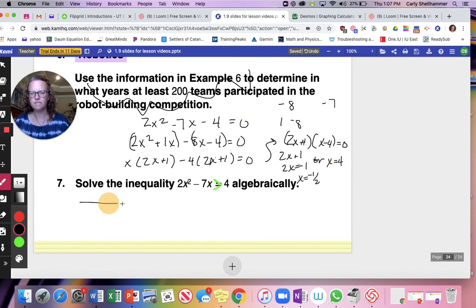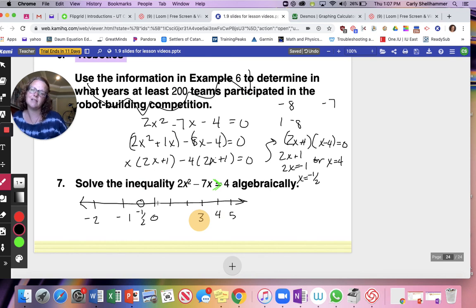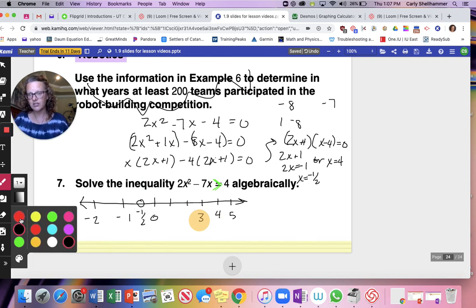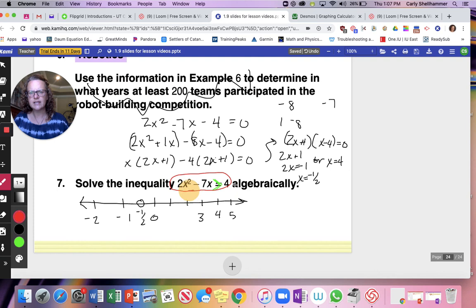Let's make our number line. This time we're going to make the number line correctly because I have confidence in myself and I make mistakes and it's okay. Negative 1, negative 2. I need an open dot at negative 1/2. 1, 2, 3, 4. You do not have to put all the lines. First, I'm going to test 0 because it's easiest. Let's change colors to make sure I know what I'm doing. I'm going to come back here and test x equals 0.